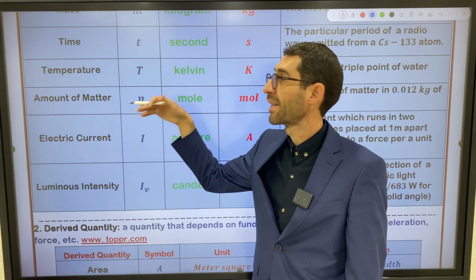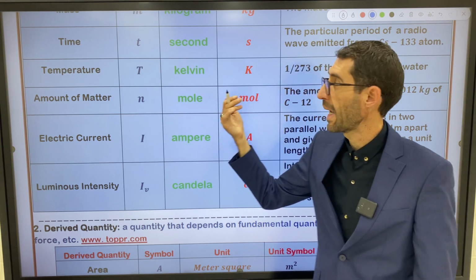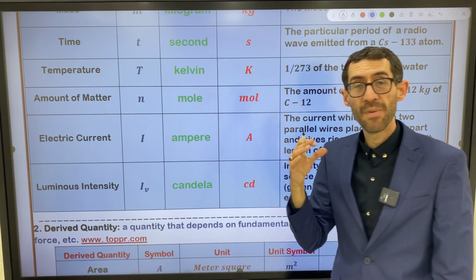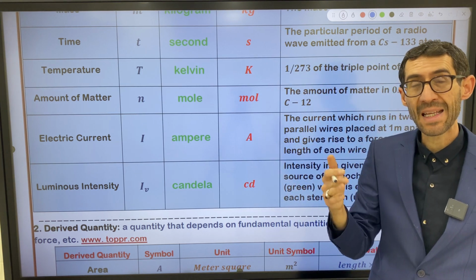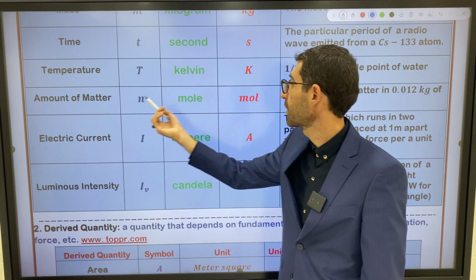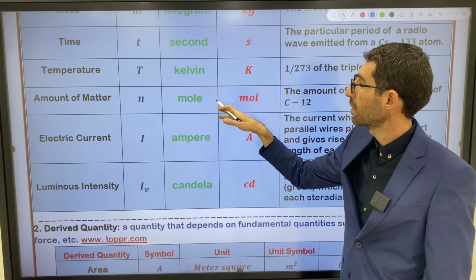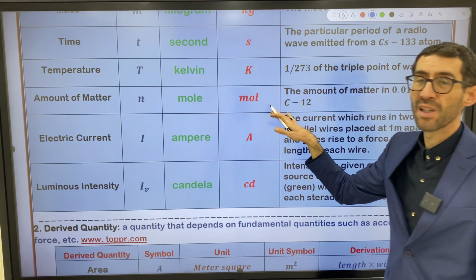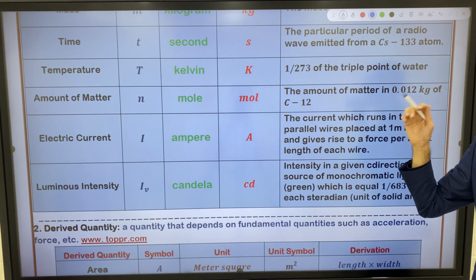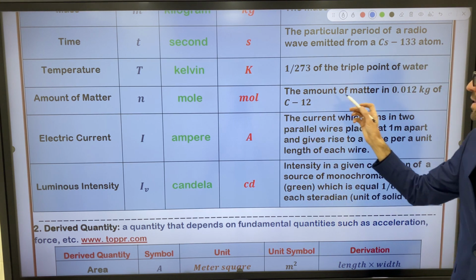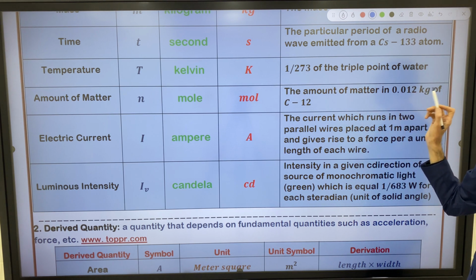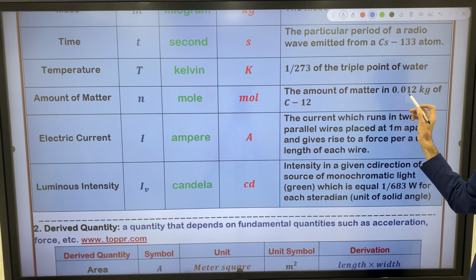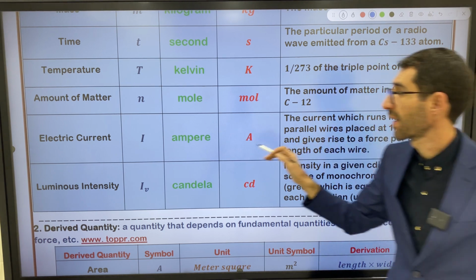Amount of matter. The symbol of amount of matter is n small, excuse me. M is for mass, actually, and n small is for amount of matter. The unit of amount of matter is mole. The unit symbol is mol. And the definition is the amount of matter in 0.012 kilogram of carbon-12. We can say 12 grams of carbon-12.